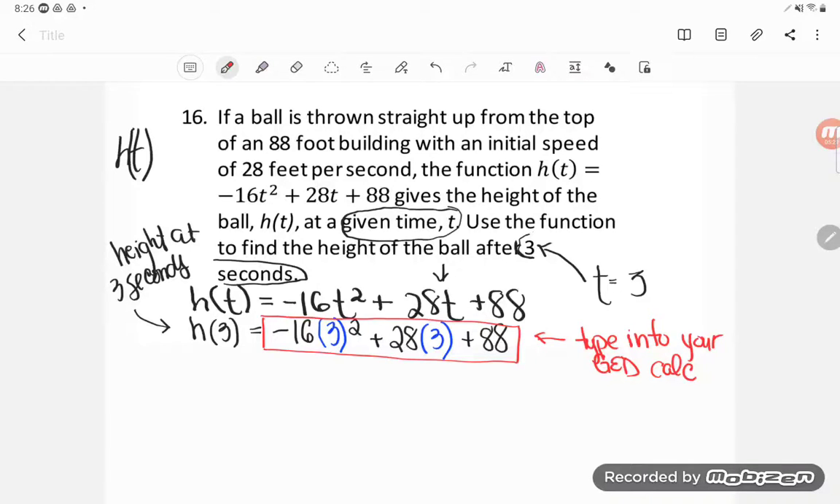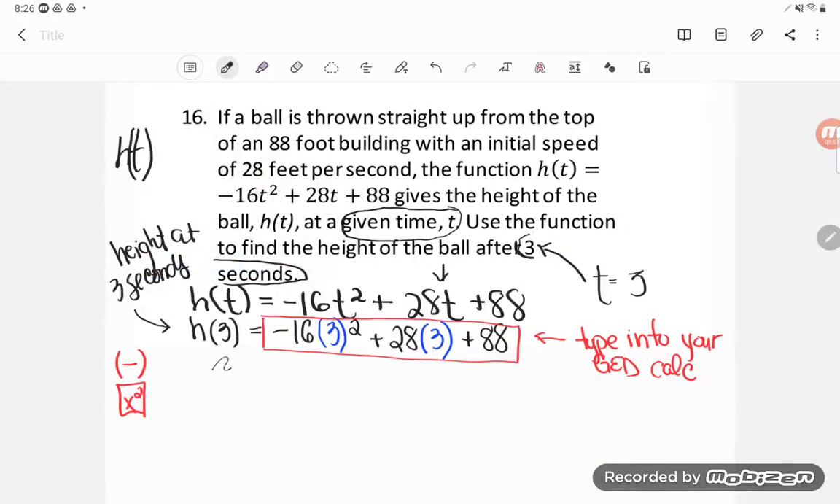So here we go. I'm going to type it in. Negative. And when you want to do a negative sign, don't use the minus key on the right-hand side. Make sure you use that negative that's in parentheses down at the bottom by enter. So negative 16. I'm going to open up parentheses, put in the 3, then close the parentheses. And then to get this little floating 2, you're going to use the x squared button. So I'll type x squared. And to that, I'm going to add 28, open up parentheses, 3, close parentheses, plus 88. And my calculator does all the work.